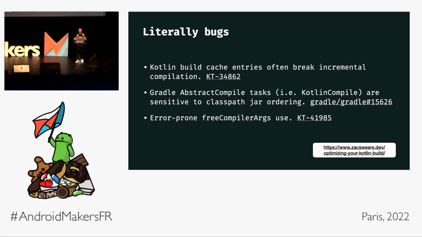Gradle's abstract compile task, which a lot of other tasks extend from at some point, is sensitive to classpath jar ordering. You could have two different jars that have completely exclusive classes in them, but if the order of them changes, then Gradle will say it's out of date, we must rerun. And we don't really know what causes this. There are also some awkward APIs in KGP, like free compiler args: if you've ever used an experimental API, you have to add something to this with a plus equals, and then it says it's suspicious, and it's weird. So they're going to fix that, hopefully in 1.7.